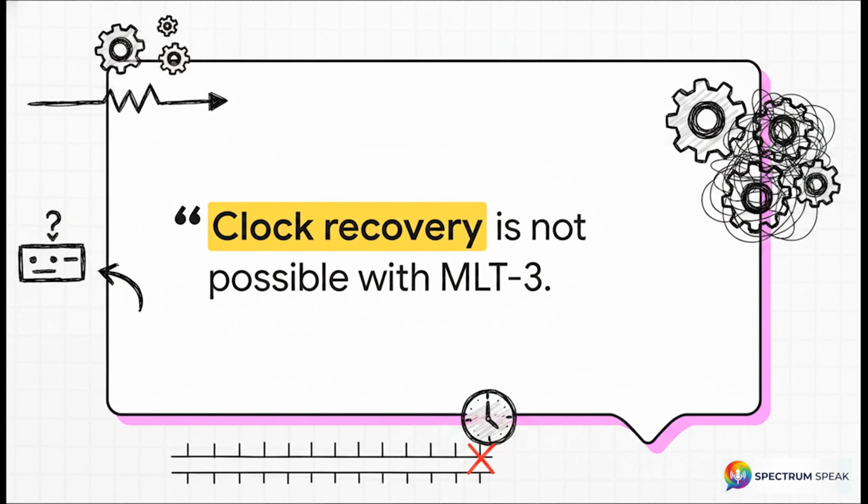And this brings us to a fatal flaw in the protocol. The text highlights this explicitly, stating that clock recovery is not possible. You see, receivers actually use those transitions, the moving edges of a signal, to synchronize their internal clocks with the sender. So, if the line is just a flat voltage for a long stretch of time, the receiver entirely loses track of where one bit ends and the next one begins. It literally loses the clock.